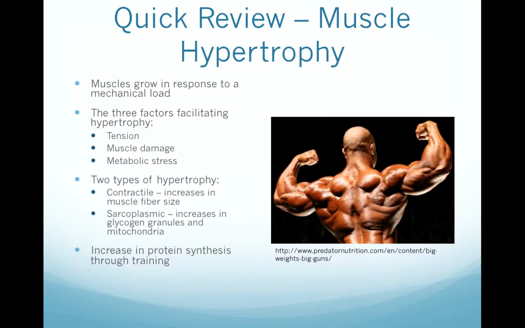Contractile hypertrophy is when there's an increase in size of muscle fibers because of the addition of sarcomeres in either the parallel or series. Sarcoplasmic hypertrophy is when there's an increase in the number of non-contractile elements like glycosomes and mitochondria. In this kind of hypertrophy, there's a hydration of the muscle cells and the muscles are able to grow.